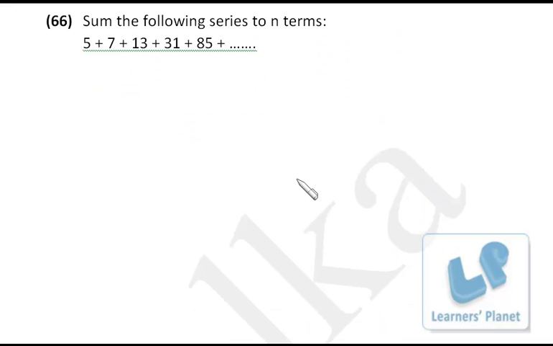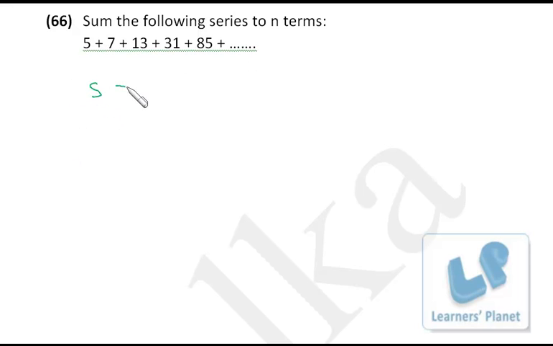Now, sum the following series to n terms. Here you can see it cannot be broken up into 1 into something, or maybe 2 into 3, something like that, as we have done in the previous session. So this series is something else. Okay, now we try to find out some relation.